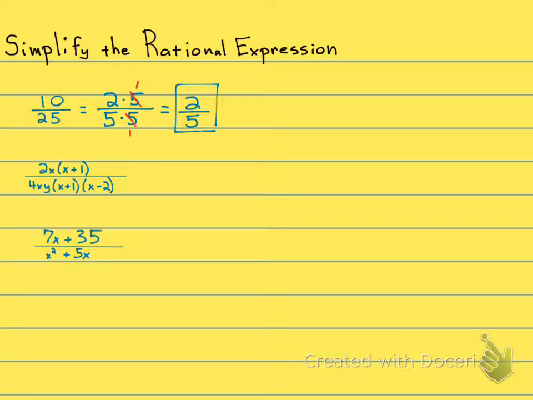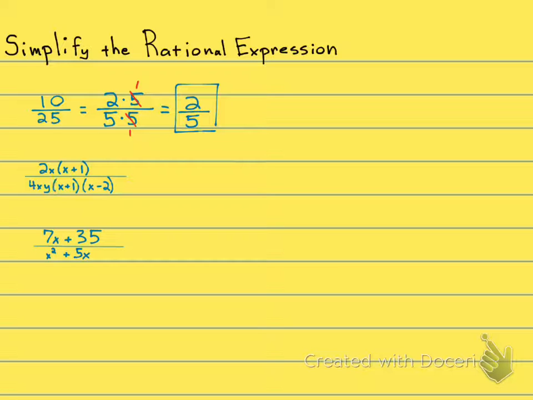Let's look at this second problem right here. Now the second problem is super nice because it's already factored for me. This 2 is a factor. This x is a factor. x plus 1 is a factor. 4 is a factor. x is a factor. y is a factor. Anything that multiplies is a factor. And then of course this x plus 1 and this x minus 2 also.